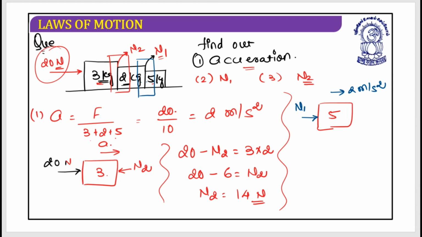So in the horizontal direction, it has one force only, and in this case we are interested in its horizontal motion only. So n1 would be equal to 5 into 2, which can be written as 10 Newton. That's it. You did it. Great job. Is it clear?